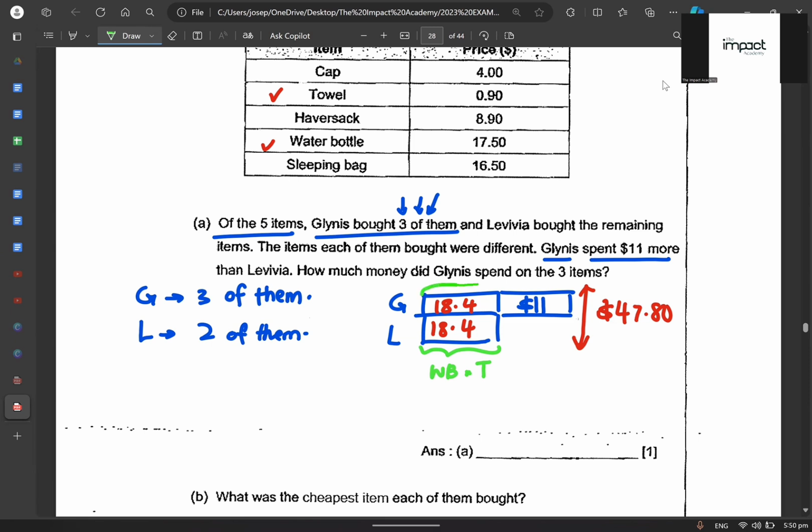Yes, it does. Right? Correct or not? So cap, haversack, sleeping bag. Am I making sense? Can you understand? So how much did she spend? Well, you know already. Answer is $29.40. Okay, she spent $29.40.